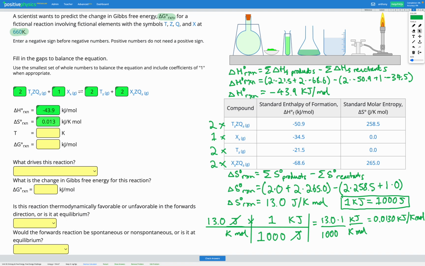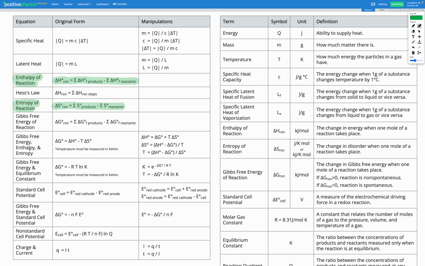0.0130. Awesome. Okay. Next, our temperature that was given in the question as 660 Kelvin. Awesome. So now we just need to use our change in Gibbs free energy equation. Here it is, the Gibbs free energy, enthalpy, and entropy equation. The change in Gibbs free energy for a reaction is equal to the change in enthalpy minus temperature times the change in entropy. Remember, temperature must be measured in Kelvin.